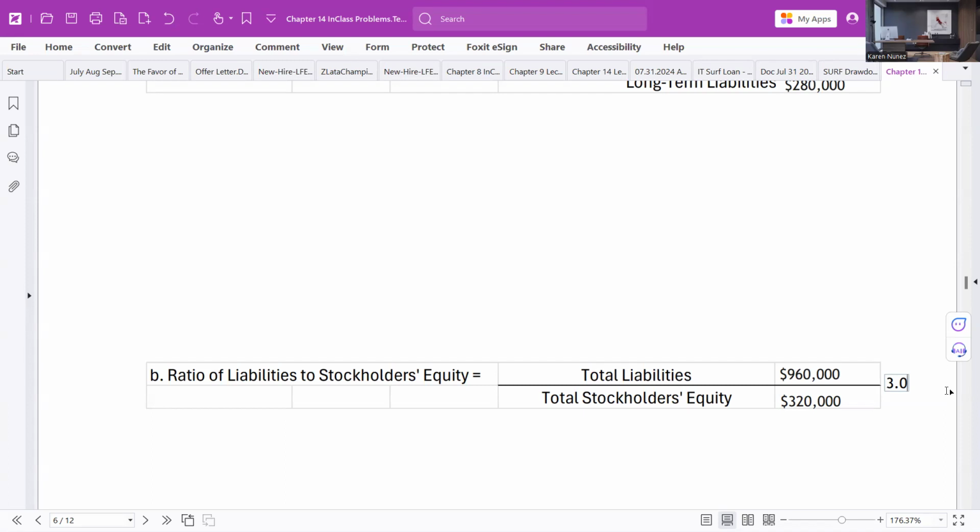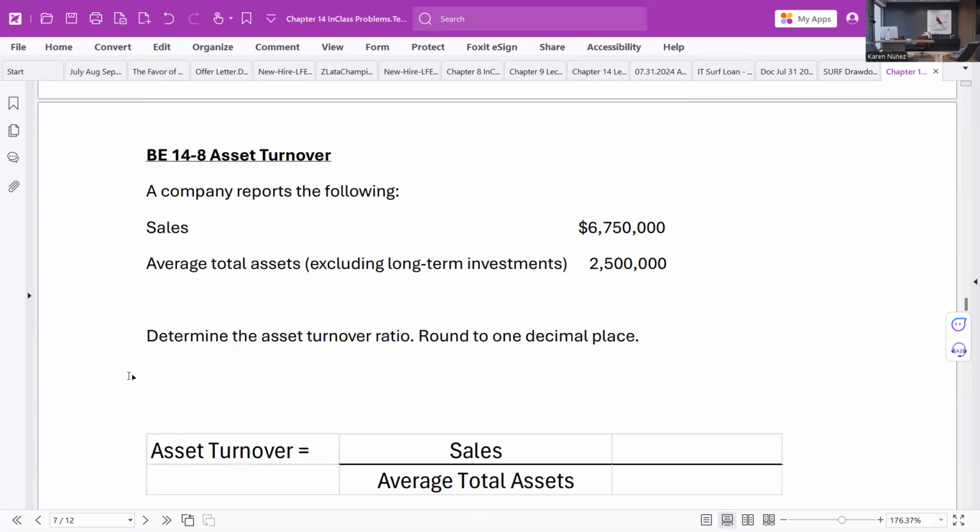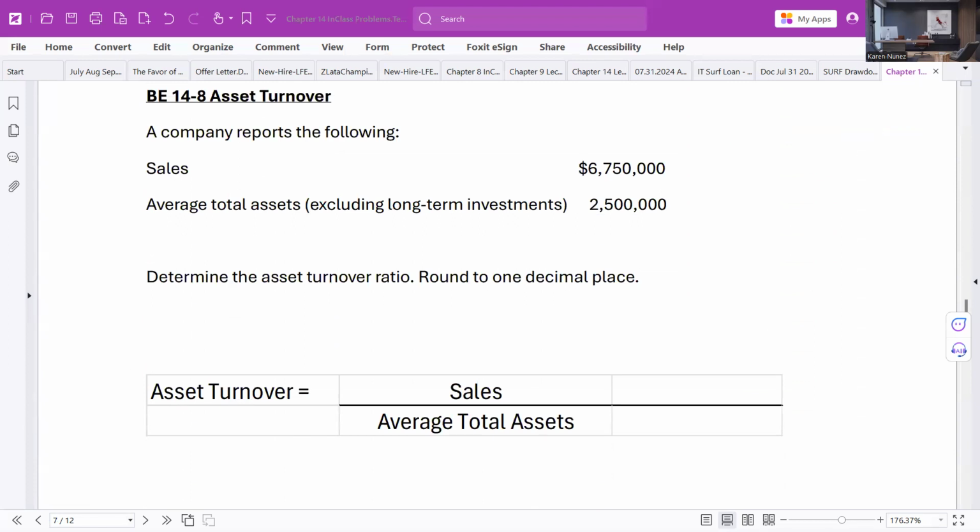So less is better here. You want to, as much as you can, limit the amount of debt that you have relative to your equity. You want to minimize that risk to your shareholders. So those are the key measures that we look at in terms of solvency. And we also are looking at a couple of profitability measures.